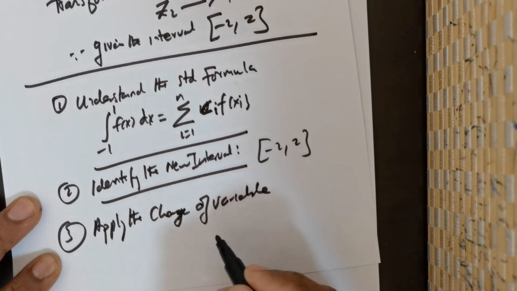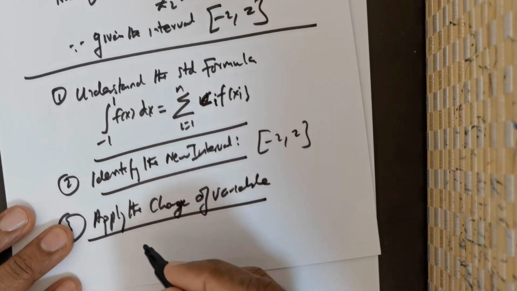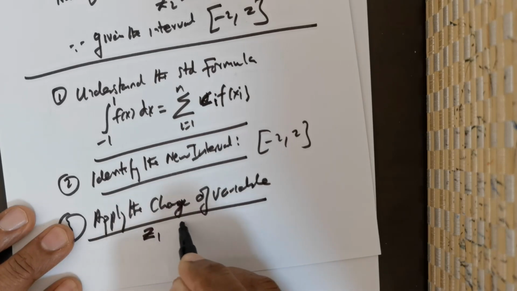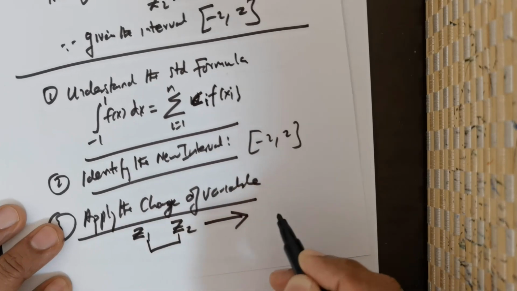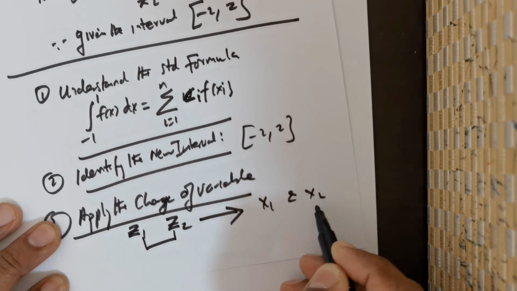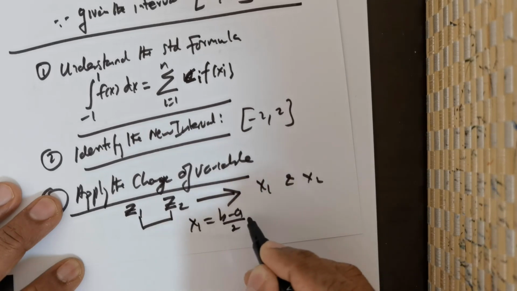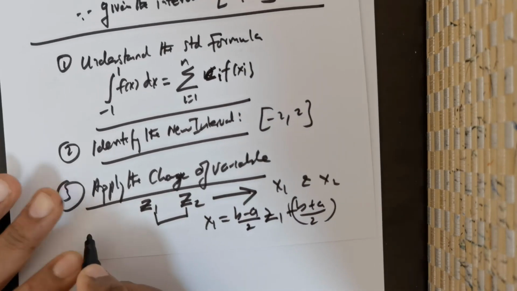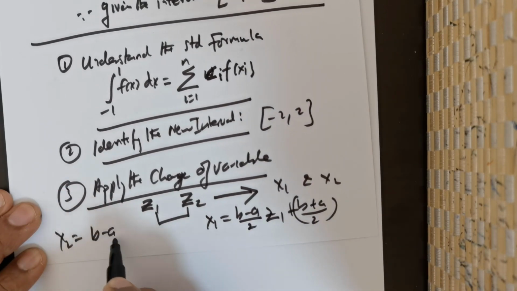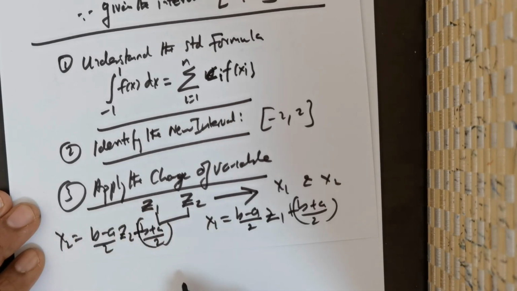So what are we trying to do when you say apply the change of variable? You are expected to transform the formula to convert the standard points to your interval. Originally we have z1 and z2. Now z1 and z2 have to be converted to x1 and x2 to reflect the interval. So in other words, we would have x1 equal to (b minus a) over 2 times z1 plus (b plus a) over 2, and similarly x2 is equal to (b minus a) over 2 times z2 plus (b plus a) over 2. So this is the transformation that you will have to apply.